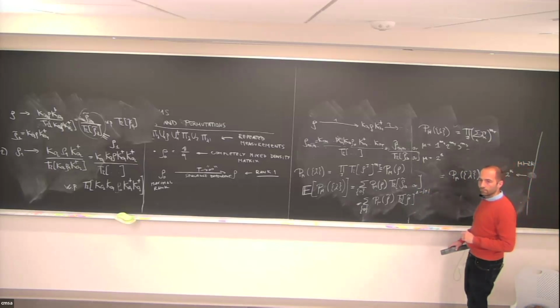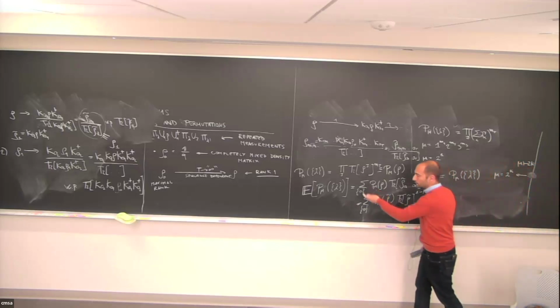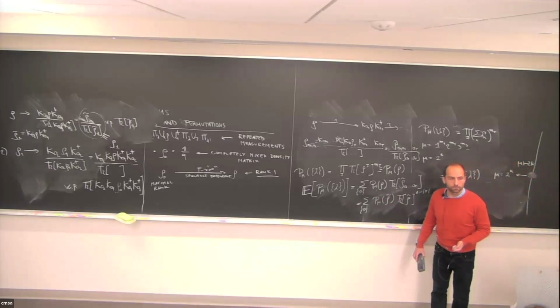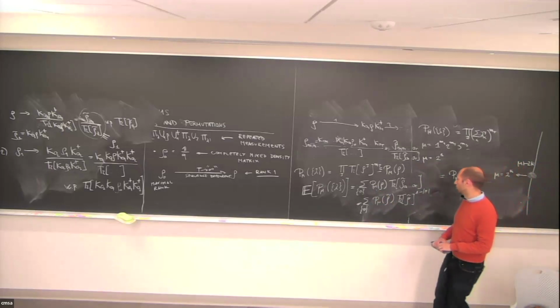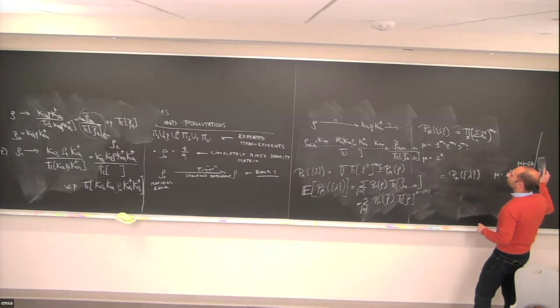What is the sum over? I'm summing over all possible measurement outcomes here. So that's the random process that I want to do. Okay.